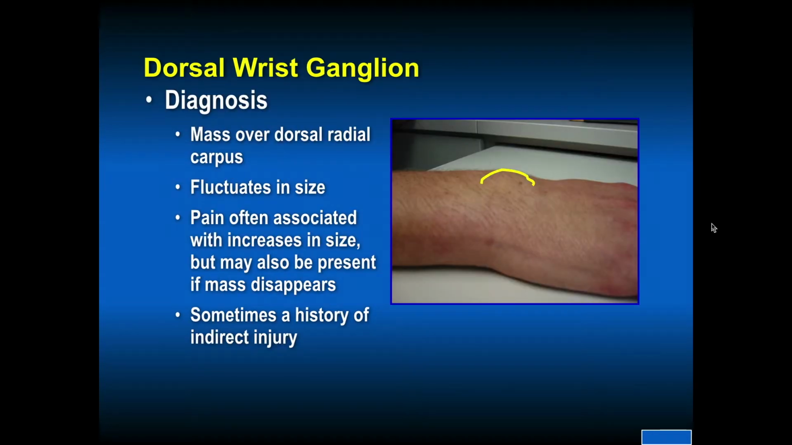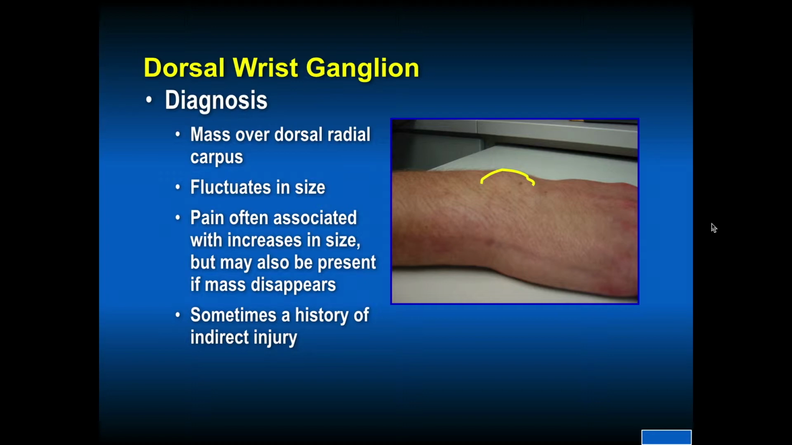This is what a dorsal wrist ganglion looks like, as outlined in the yellow. It's a mass over the dorsal radial aspect. It can fluctuate in size, like if somebody's weightlifting or using their wrists a lot, then it can get bigger. It often gets more painful if it gets bigger, but it may also be painful if the mass gets to be smaller. Sometimes there is a history of indirect injury.